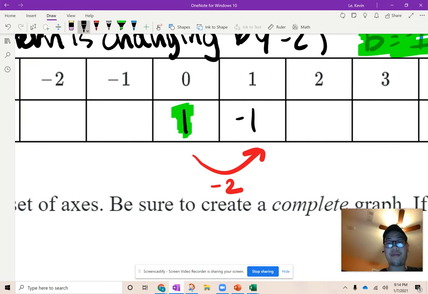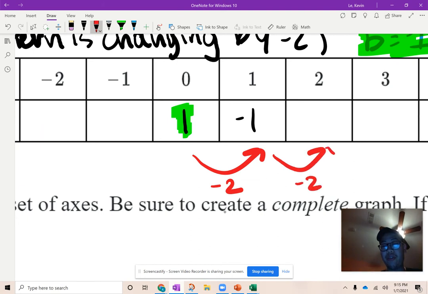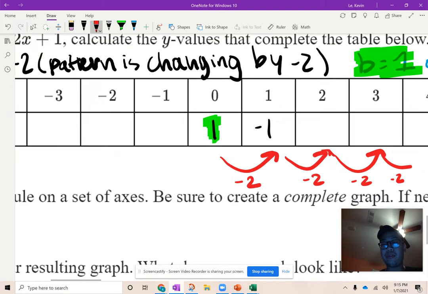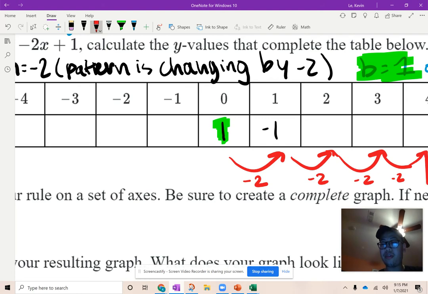So negative 1. Okay, now repeat the pattern. So again, the pattern changes again by negative 2. And the pattern again will change again by negative 2. And it will change again by negative 2. Okay?